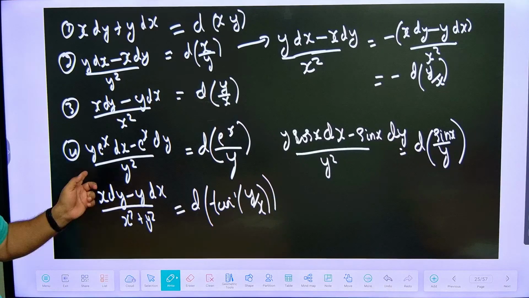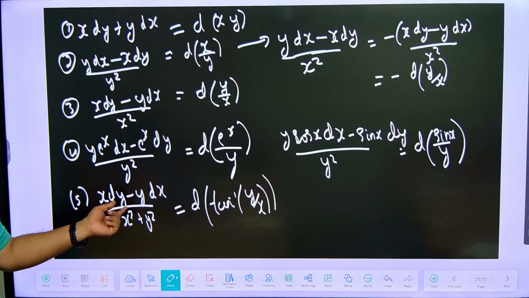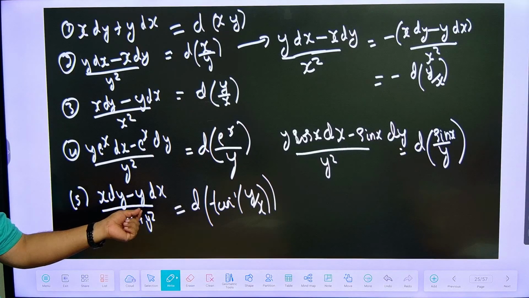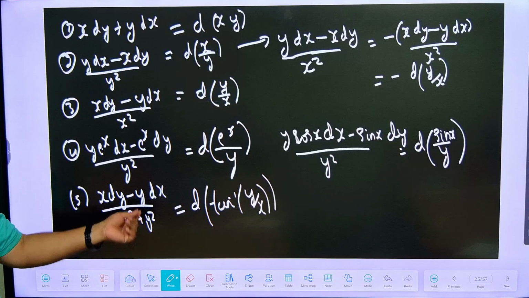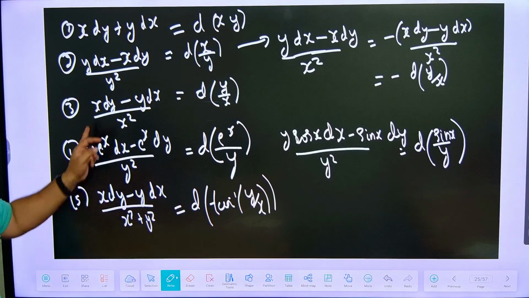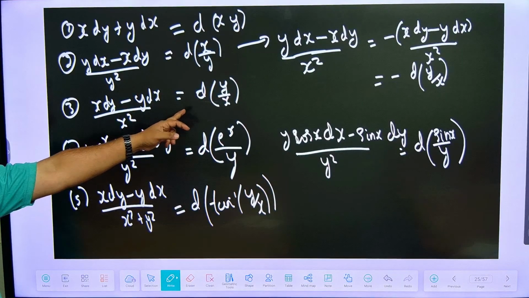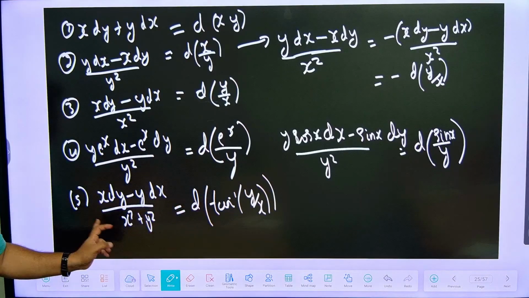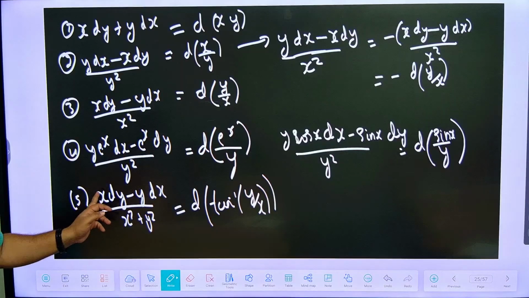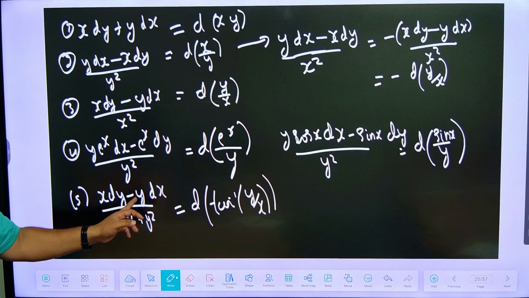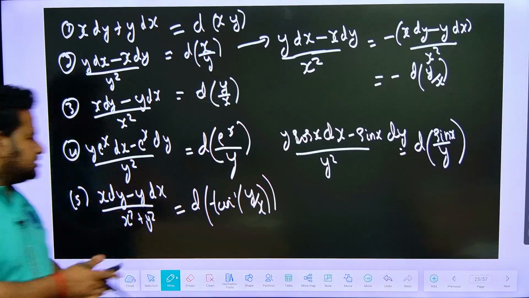So if x into dy minus y dx is there, the denominator will be x, and tan inverse of x should come. If x square plus y square is there, it means d of tan inverse of y by x. Here you have x dy minus y dx, which is d of y by x. Suppose I write y dx minus x dy, you should write d of tan inverse of x by y. That itself is the next formula.